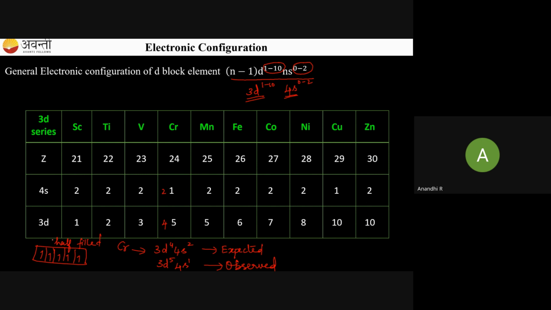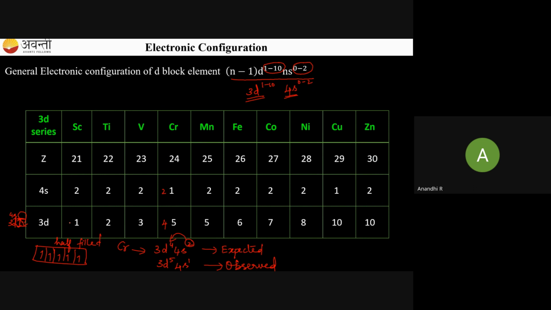So that's why, to attain stability, one of the electrons from the 4s orbital jumps into the 3d orbital. Since the 3d and 4s are of comparable energy level, there is not much energy gap between them. So an electron from 4s jumps to 3d to give the stable electronic configuration. That's why we are getting 3d5 and 4s1 for chromium.